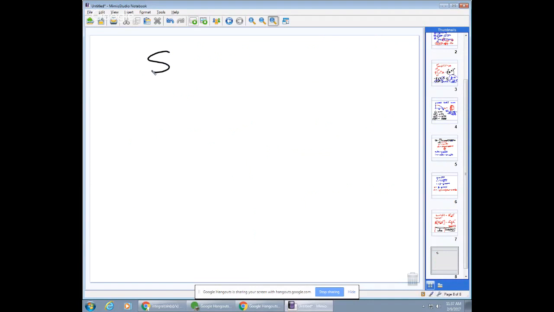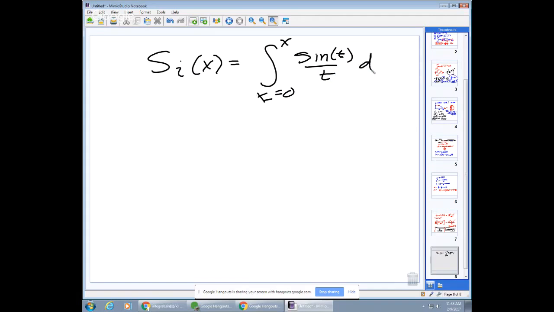The capital Si, there's a lowercase si function too, so let's not confuse them, be case sensitive, of x, is the integral as t goes from 0 to x of the sine of t over t dt. Wait a minute, that's what I was just trying to take the integral of. So the Si function's definition is the integral we were trying to evaluate. Guess what that means? There is no fundamental antiderivative for it in terms of functions we've ever seen.